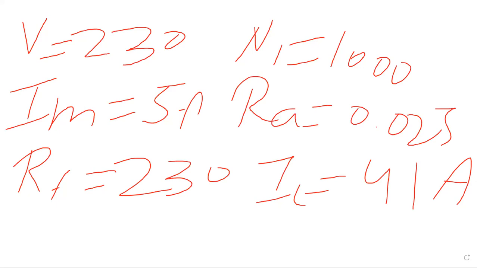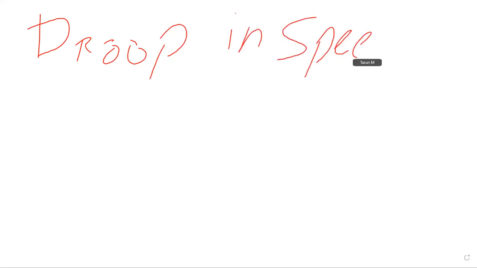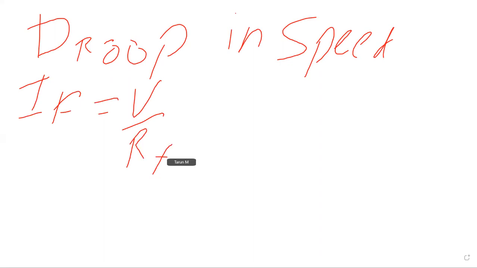Okay, then what do we need to calculate? They are saying to calculate the drop in speed. We have to calculate the drop in speed. For calculating this, we will first calculate the field current. Field current IF is equal to V upon RF. So V is equal to 230 and field resistance is equal to 230. So field current will be 1.